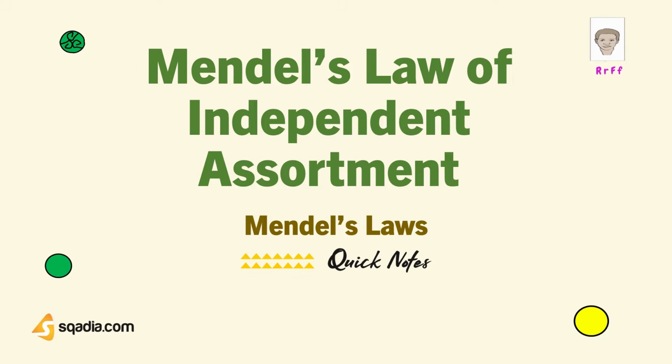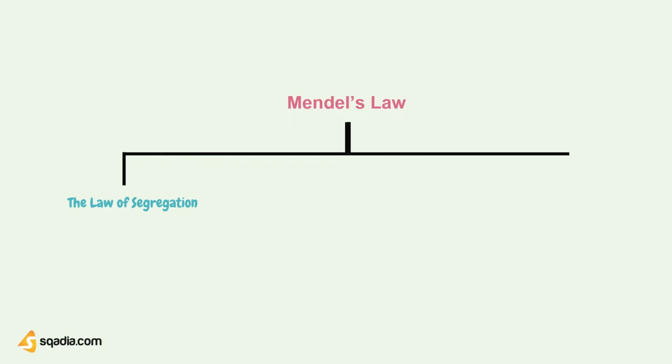In this section, we will talk about Mendel's law of independent assortment. As we have discussed, there are two of Mendel's laws of inheritance. We have discussed Mendel's law of segregation. Now, in this section, we are going to discuss Mendel's law of independent assortment.